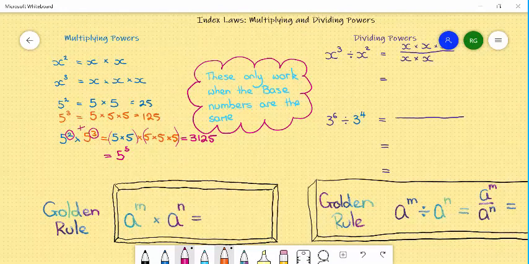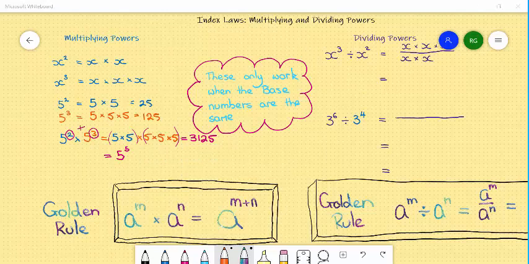It is worth reiterating that this does only work when the base numbers are the same. So it wouldn't work if I said 3 squared times 4 squared; that doesn't equal something like 3.5 to the power of 4. So if we look now below at the golden rule, often for some reason we like to write a as the base number and m and n as the powers. So our golden rule is a to the power of m plus n. So we can add those two powers together and we get the new answer.